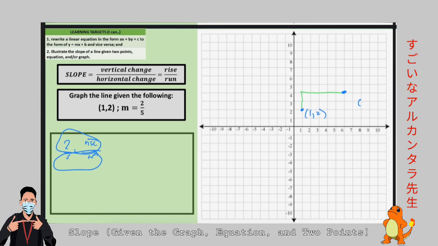Is it 6, 4? Am I correct? 1, 2, that's correct. And then 5 units to the right. It's now at 6, 4.